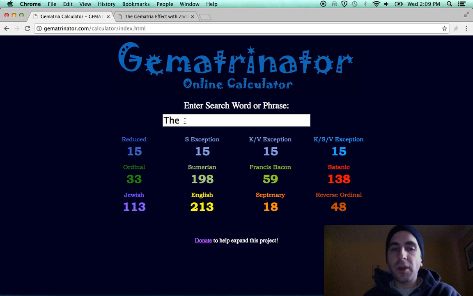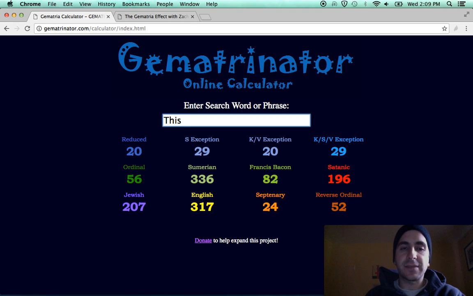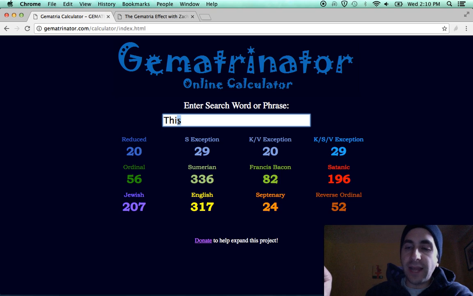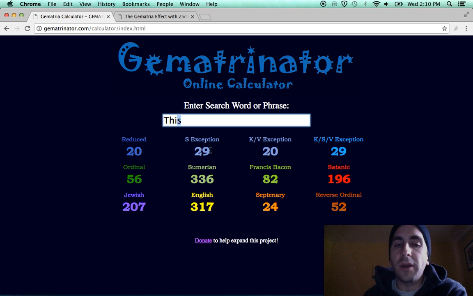Let's try a different word. Let's just change the word to this. Notice reduced is 20 with the S exception. It's 29. That's because S can be worth 1 or 10. S is the 19th letter. 1 plus 9 is 10. 1 plus 0 becomes 1. So S is the only letter you have to add together twice to get to a single digit. Therefore, it can be worth 10 or 1. When you make S worth 10, it sums to 29 instead of 20.